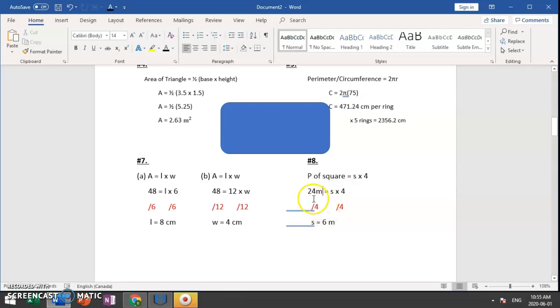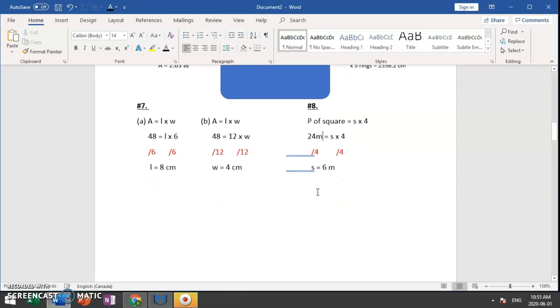So if we have a pen of 24 meters and it's a square, then each side length is 6 meters. That's what we just found out. Any questions about this, let me know. I got to move on to Pythagorean theorem before my video gets cut out.